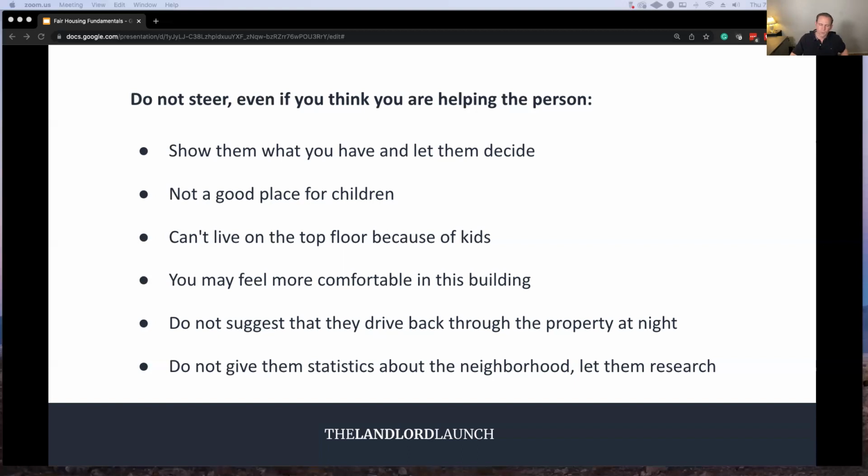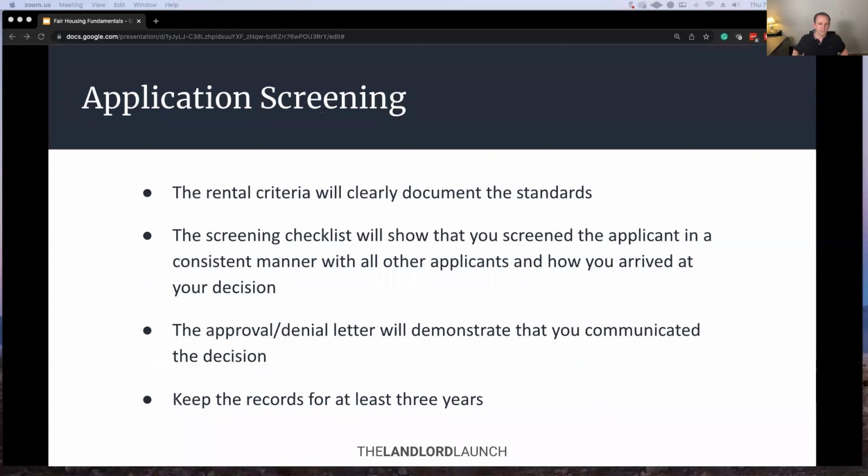Or if it's the other way around, if there's all kinds of crime, and you don't think it's a good place for that person, like, yeah, this is a pretty high crime area, I don't think you'd be a good fit for here. Those get really sketchy really quick. Don't do that stuff.